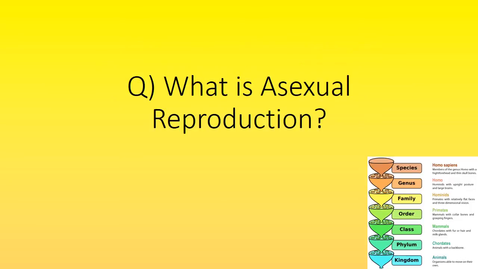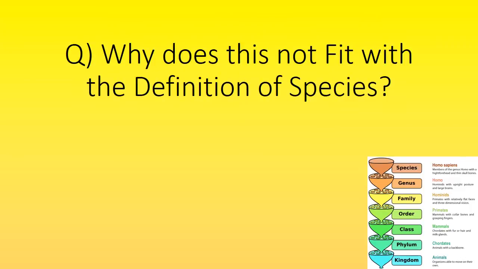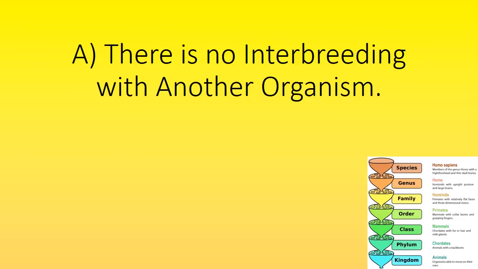What is asexual reproduction? Where an organism reproduces by making a copy of itself. Why does this not fit with the definition of species? There is no interbreeding with another organism.